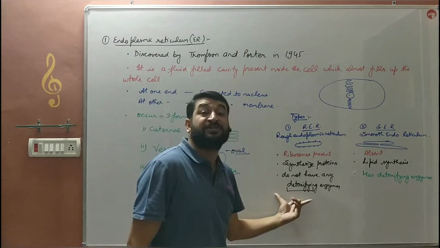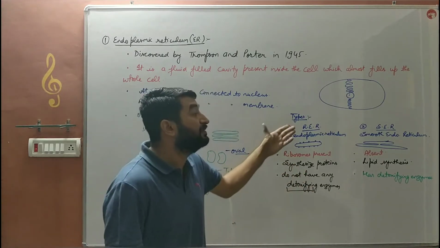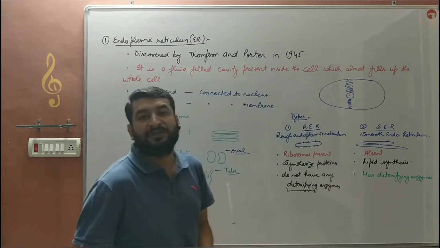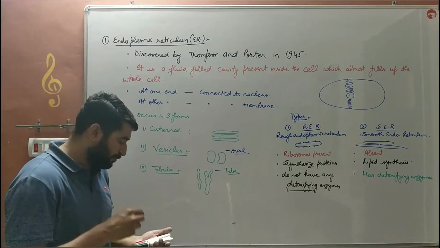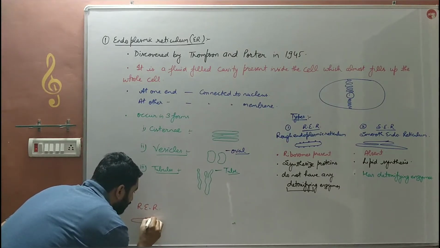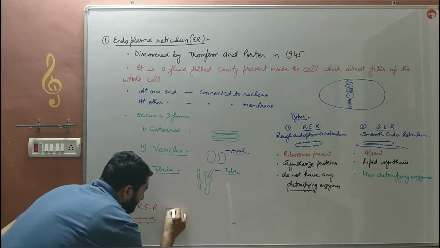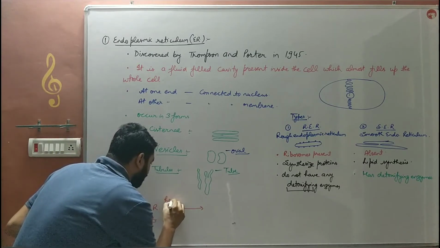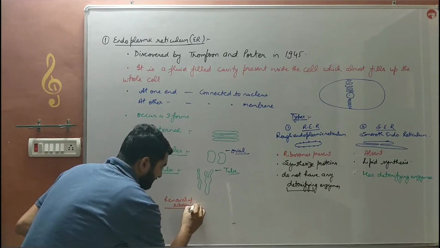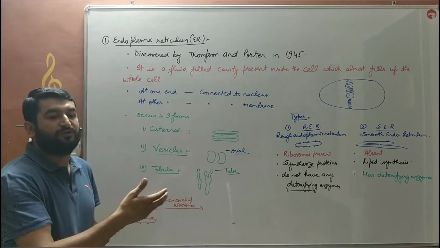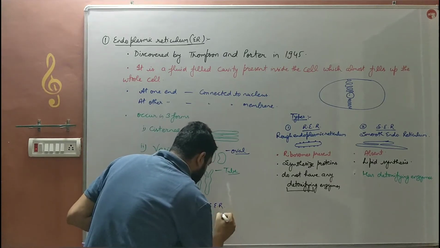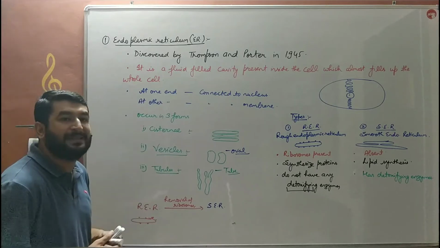Rough endoplasmic reticulum is synthesized by, or may be formed by, nuclear membrane, whereas smooth endoplasmic reticulum is prepared by rough endoplasmic reticulum. How? Rough endoplasmic reticulum has ribosomes over it. These ribosomes are removed on their own. These ribosomes become freed. They will start to float freely in the cytoplasm, and SER is formed. Smooth endoplasmic reticulum is formed by that.